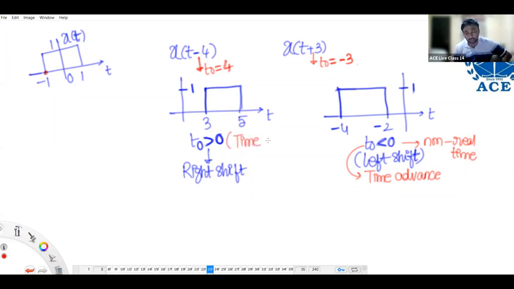Positive t naught is called a time delay. Negative t naught is called a time advance. Time advance is a non-real time operation.